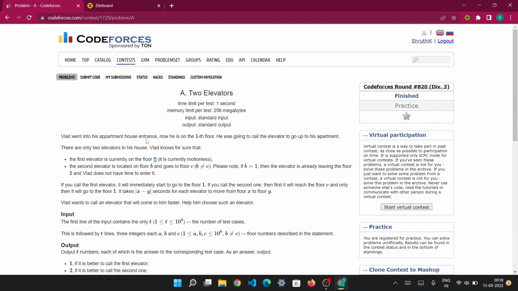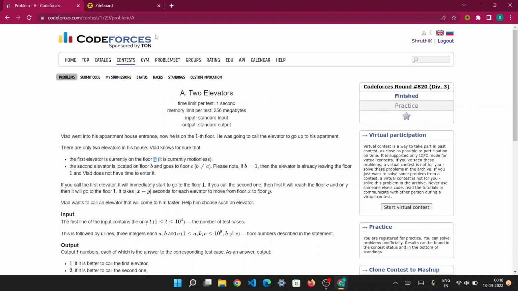Vlad went into his apartment house entrance. Now he's on the first floor. He was going to call the elevator to go up to his apartment. There are only two elevators in his house. Vlad knows for sure that the first elevator is currently on floor A, motionless. The second elevator is located on floor B and goes to floor C, and B and C are different.